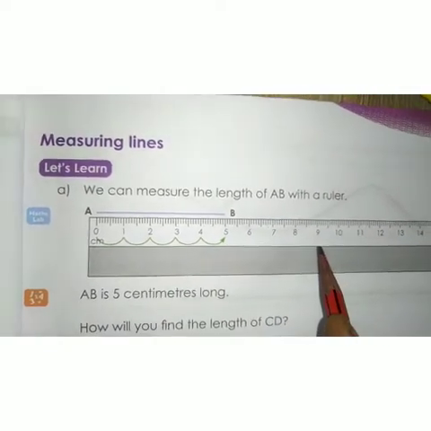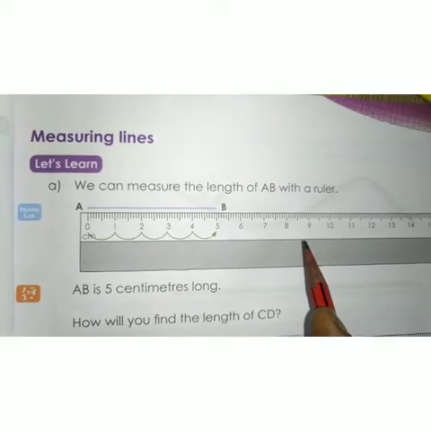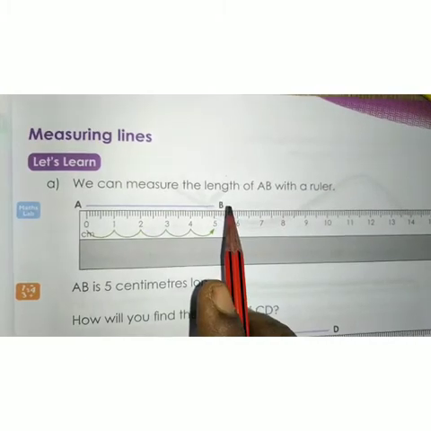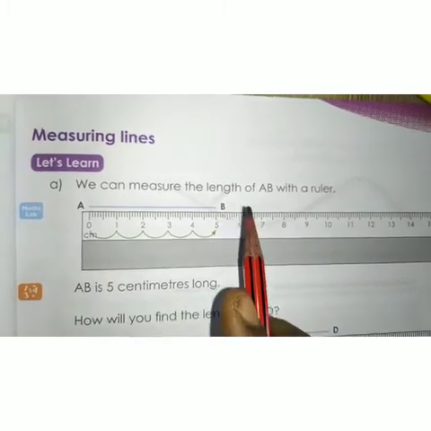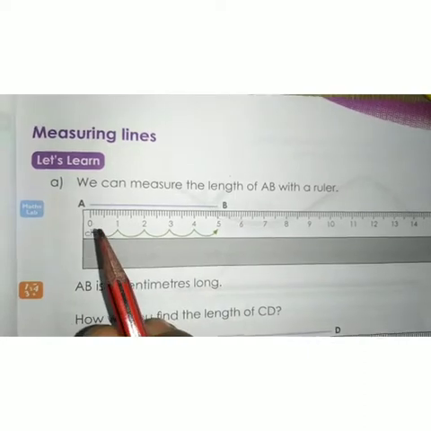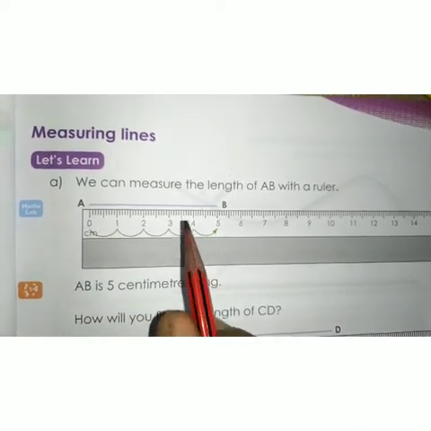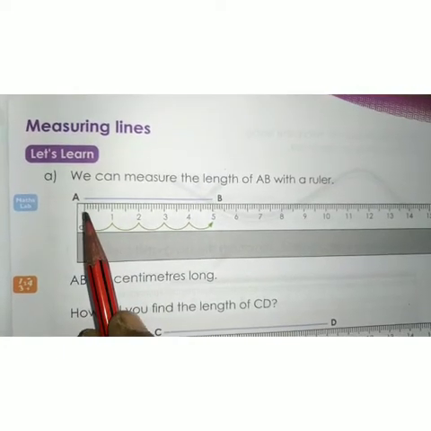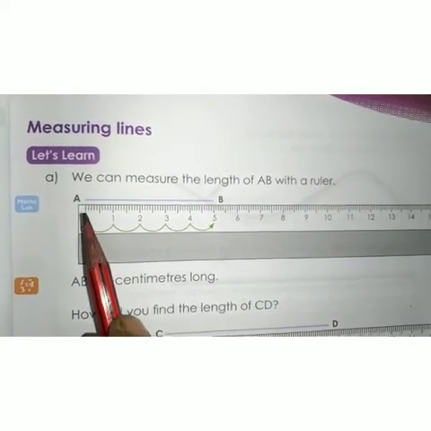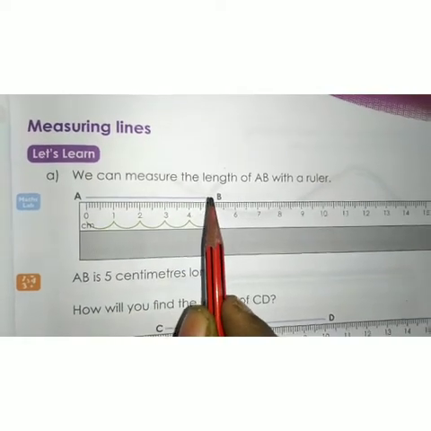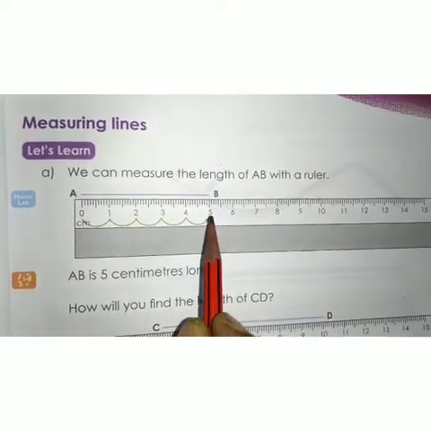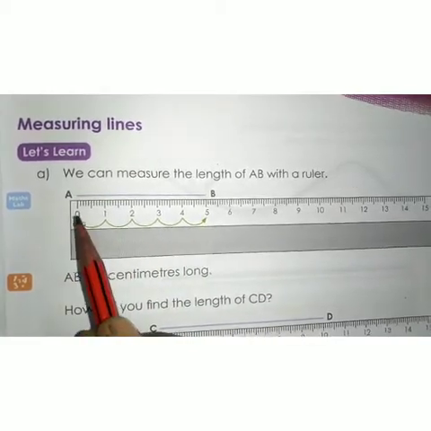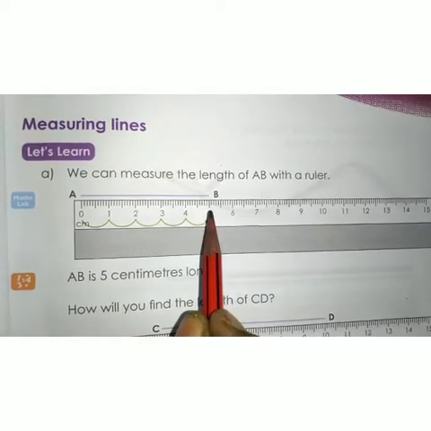A ruler of 15 centimeters is already given. The letters A and B are denoted with some points. We have to measure the length of AB using the ruler. This line starts at the origin 0 and continues, ending at the point 5. So the length of AB is 5 centimeters.